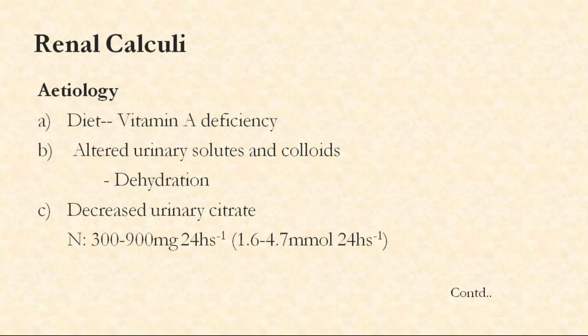In that, the solutes, meaning sodium chloride and all solutes, may be increased and colloids are decreased in hot climate. Next, decreased urinary citrate. Normally 300 to 900 milligrams of citrate can be seen in the urine in 24 hours, but it may be increased or decreased. You should assess. If the urinary citrate is decreased, the patient is likely to develop renal calculi. So one is vitamin A deficiency, dehydration, decreased urinary citrate.